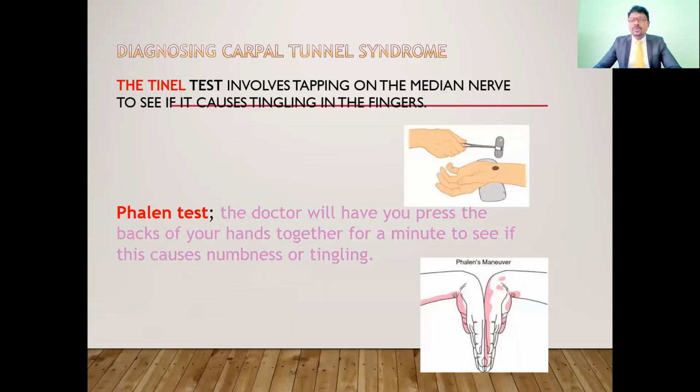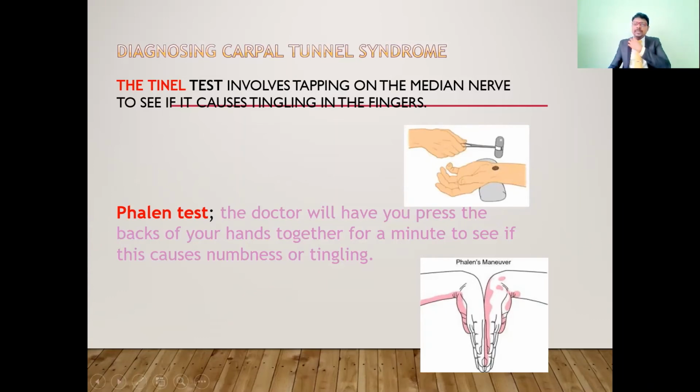How do we diagnose carpal tunnel syndrome? We are going to do special tests. These special tests are called the Tinel sign and Phalen's test. Tinel sign means that with a reflex hammer, we tap over the median nerve distribution, and it is going to give tingling sensations.